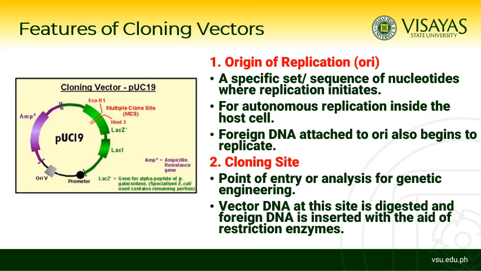Here we have four important features of a cloning vector. First, it should have an origin of replication. It is a specific sequence of nucleotides where the replication initiates. This is very important, especially because we want to have more copies of our gene of interest. So the cloning vector must have an origin of replication.